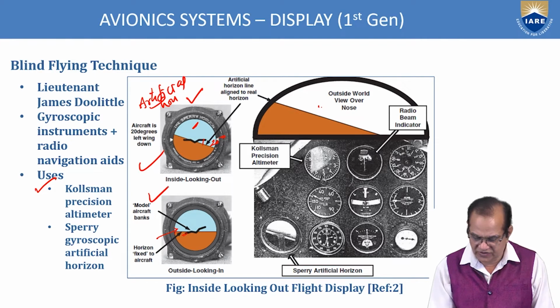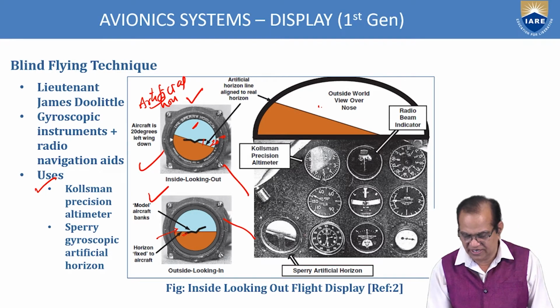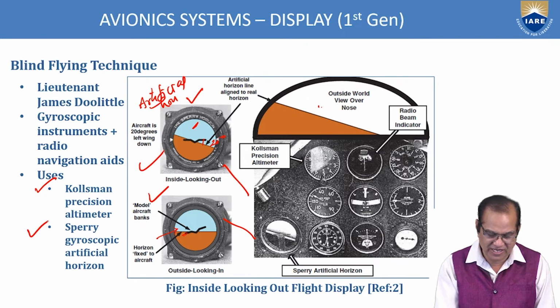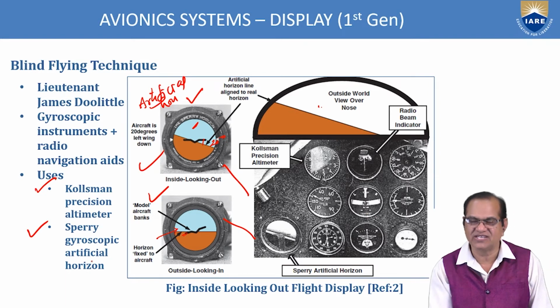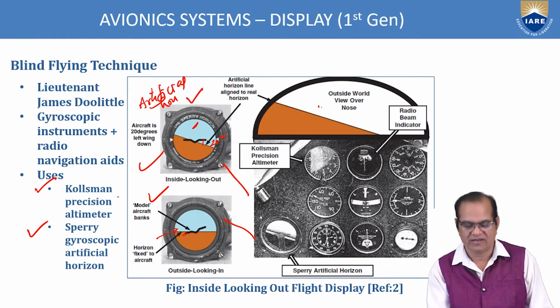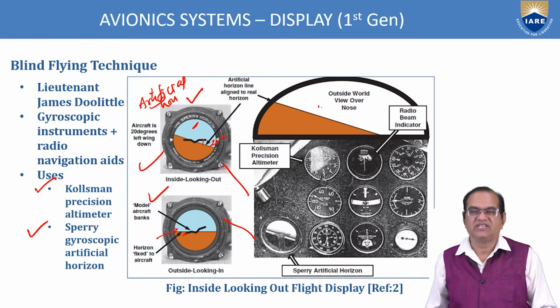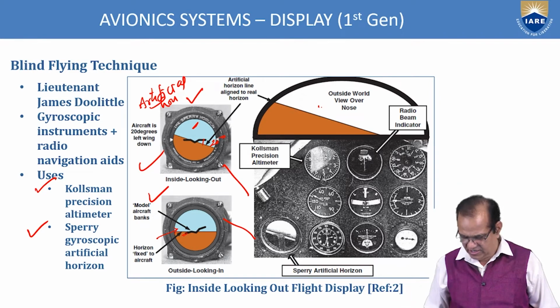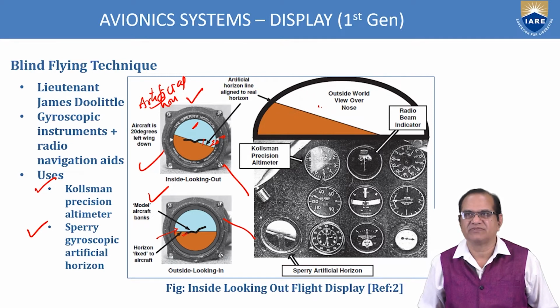Both are artificial horizons here, and it will indicate you in this way. So these are the two persons who developed this artificial horizon. Sperry is the name of that person, and next one is the Coleman precision altimeter. These are the two new developments in further aircraft display systems.